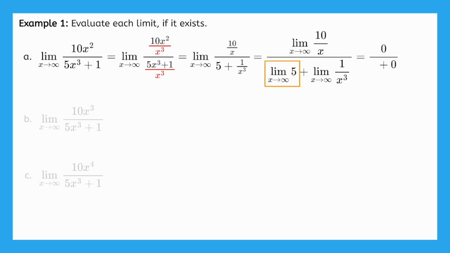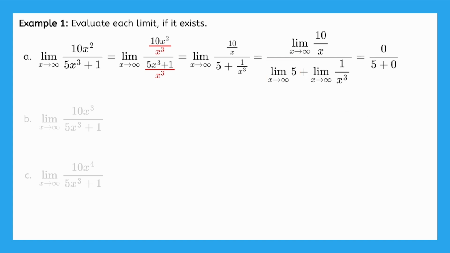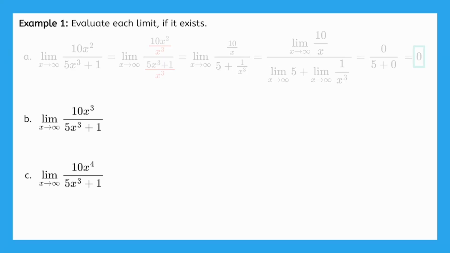According to our special limits, any limit at infinity of a constant is equal to the constant itself. So this limit equals 5, and 0 over 5 plus 0 equals 0. This result perfectly matches with the horizontal asymptote of the function at y equals 0. On your own, evaluate these next two limits analytically using the same strategy. Pause the video now.